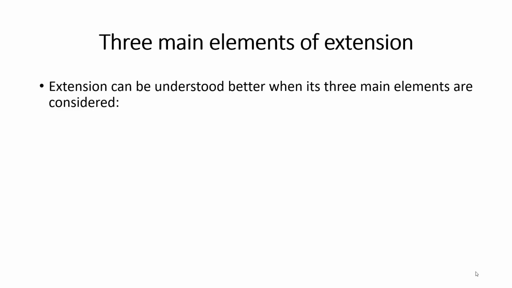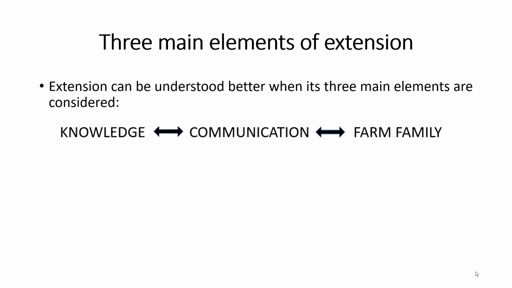Three main elements of extension. Extension can be understood better when its three main elements are considered, and these three elements are knowledge, communication, and farm family. As we have already seen, it is important for the farm families to get connected with the research workers so that they can exchange the problems and the solutions accordingly.